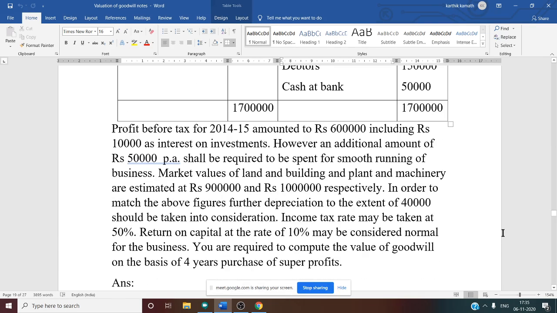Now the adjustment: profit before tax for 2014-15 amounts to 6 lakh. So 6 lakh they have given as the profit for the previous year, including 10,000 as interest on investment. So this interest on investment you need to deduct from 6 lakh. Why? Because it is non-business income. Next, however, an additional amount of 50,000 per annum shall be required to be spent for the smooth running of the business.